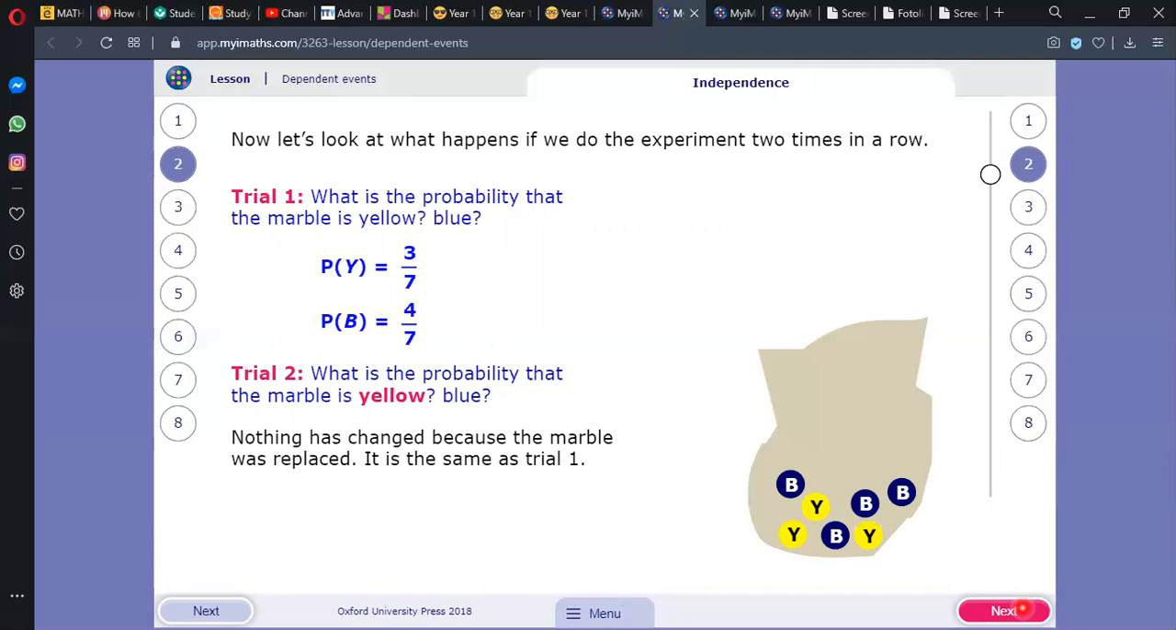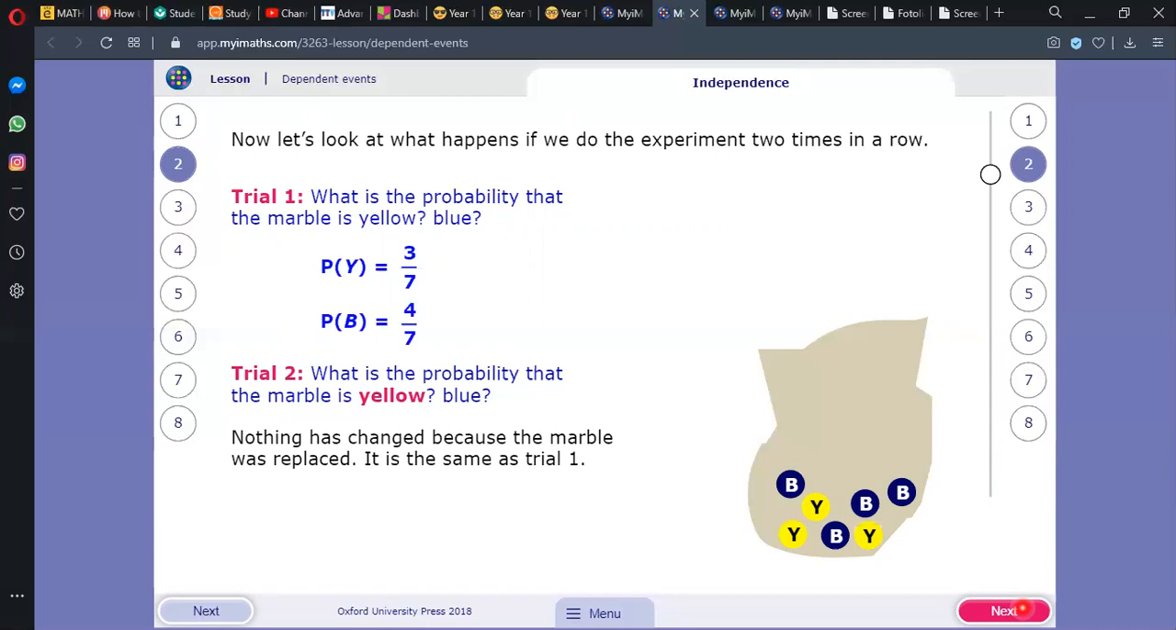Guys, think about this. You have to understand this about replacement. When you are performing an experiment, you pick and then you replace, you pick and then you replace, it means nothing happens. Nothing changes.